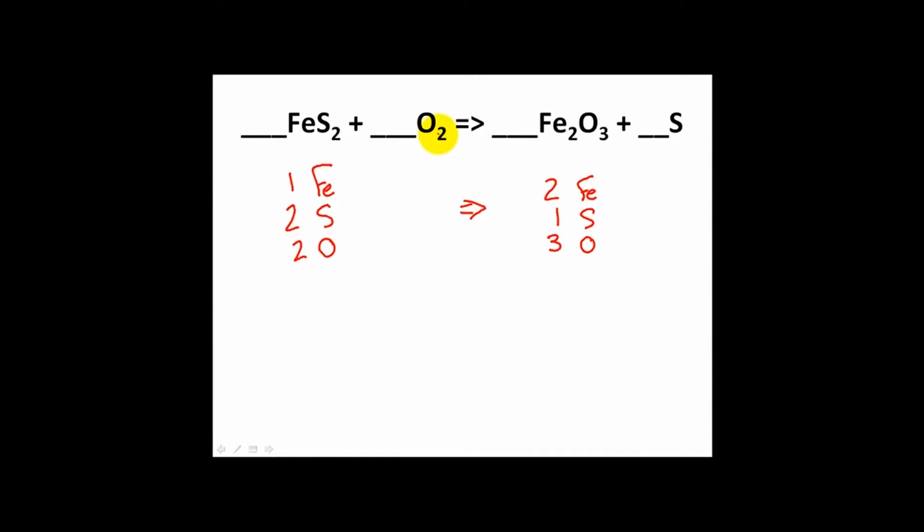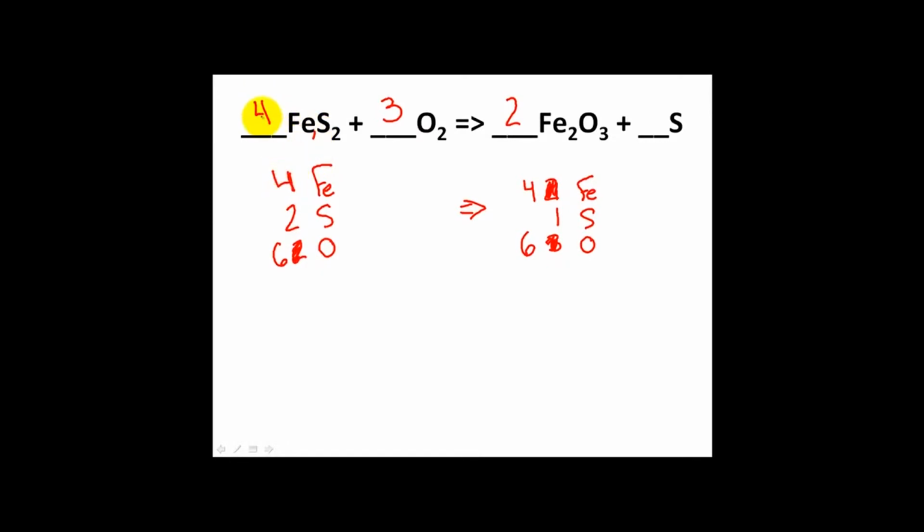Oxygen, 2 does not go into 3 in a whole number ratio, but they do go into the number 6. And if I do 3 times 2, I have a 6 there, and a 2 times 3 gives me 6 oxygens. I'm going to change my oxygen right now to 6, and I'm going to change this oxygen to 6 as well. 2 times 2 gives me, though, 4 Fe's. So the number of irons I have has now been altered. I need to put over here 4 times 1 to give me 4 Fe's.